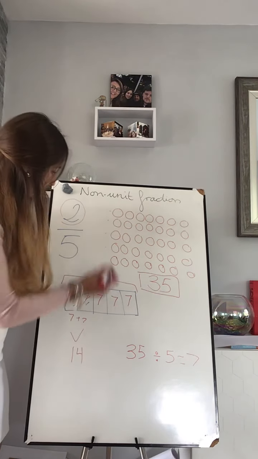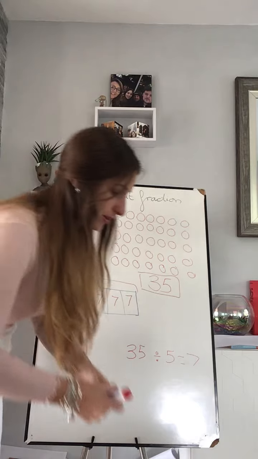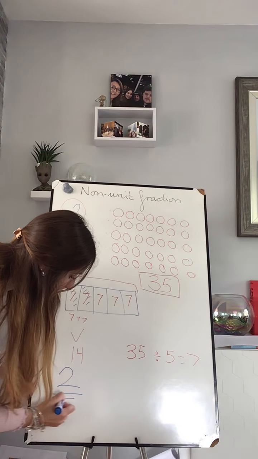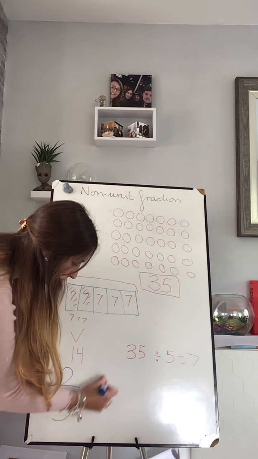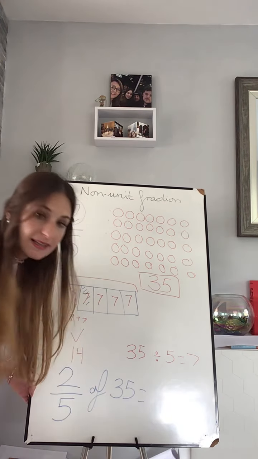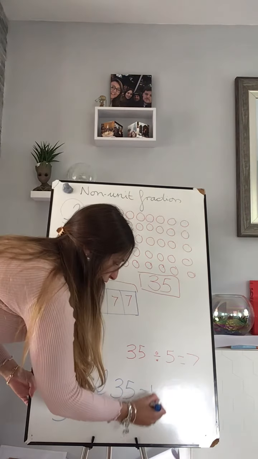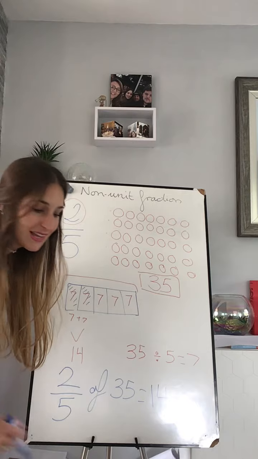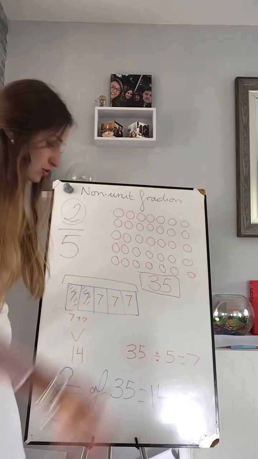So the answer, if I put it down here, I know then that 2/5 of 35 is 14, because it's 2, not 1. Okay, so that's today's work. Let's go into it together.